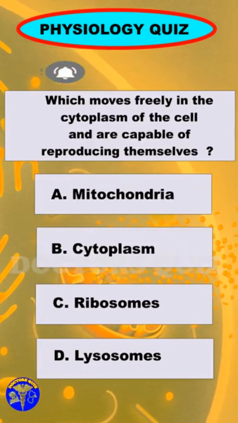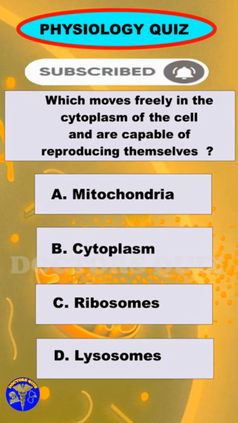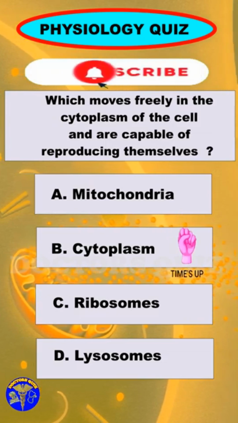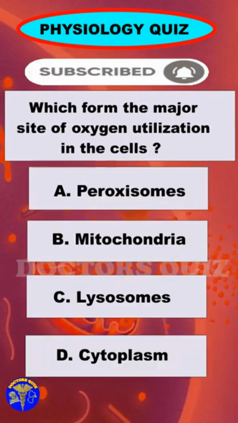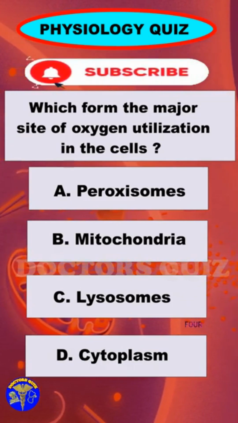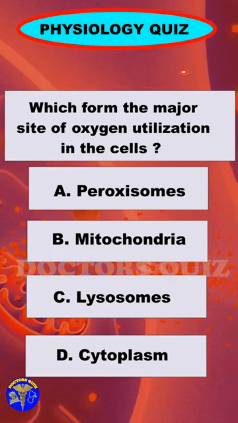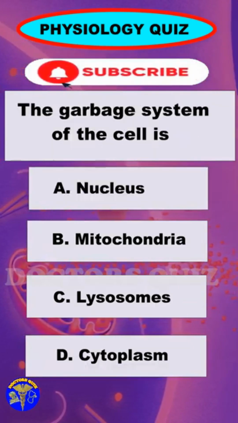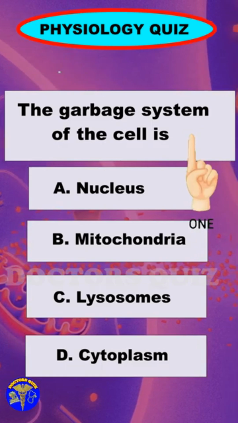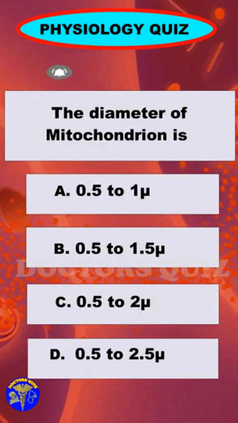Which determines the shape and gives support to the cell? Cytoskeleton. Which moves freely in the cytoplasm of the cell and is capable of reproducing itself? Mitochondria. Which form the major site of oxygen utilization in the cells? Peroxisomes. The garbage system of the cell is lysosomes.